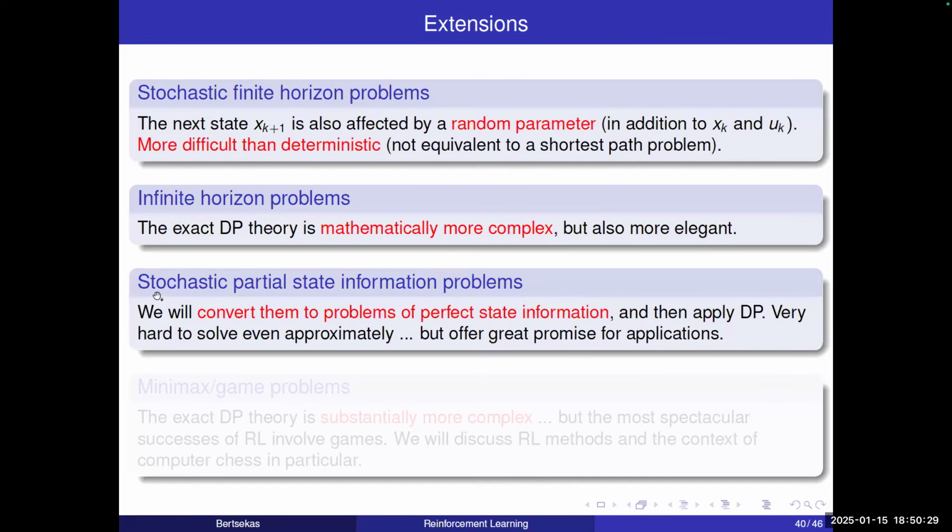We will also consider stochastic partial state information problems. What is partial state information? Up until now, we only considered the case where we have access to the information xk, and based on xk, we calculate control. Now let's get back to this example where I'm trying to figure out whether a particular student is paying attention to what I'm talking about, or is already thinking about what to have for dinner.